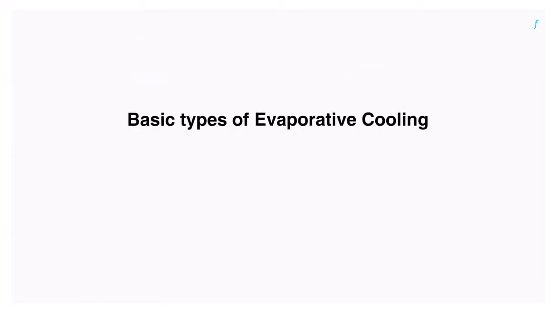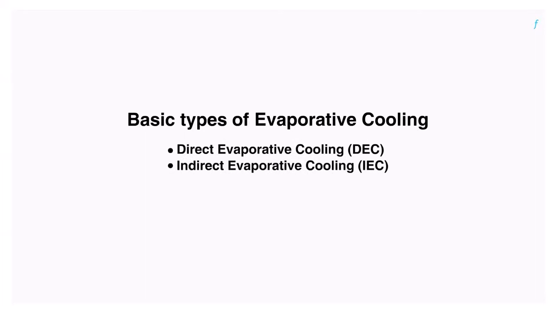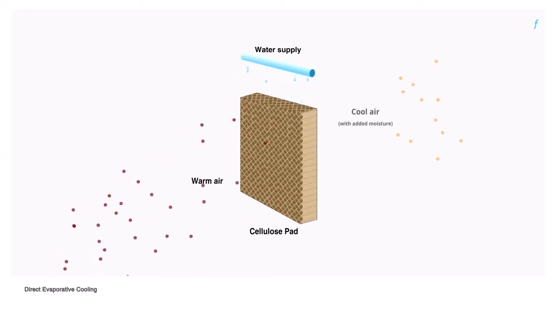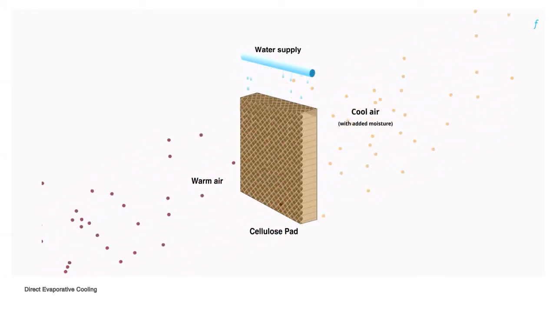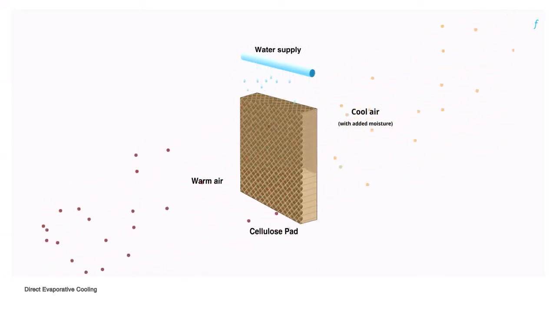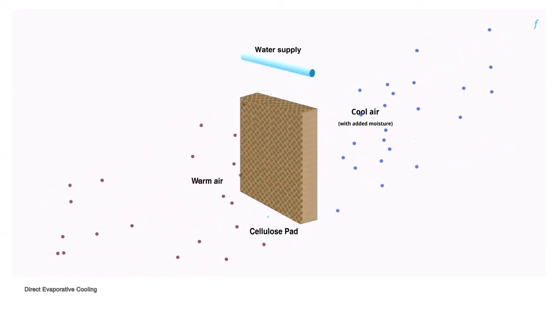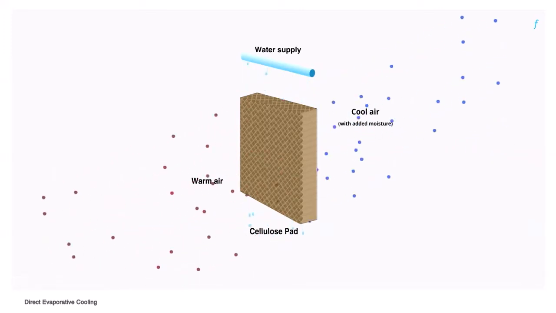Now that we know what evaporative cooling is, let's look at the two types: direct evaporative cooling and indirect evaporative cooling. In direct evaporative cooling, warm air from outside is pulled through moist pads where it is cooled due to evaporation. The cool air with added moisture is then drawn to the space requiring cooling using a blower.